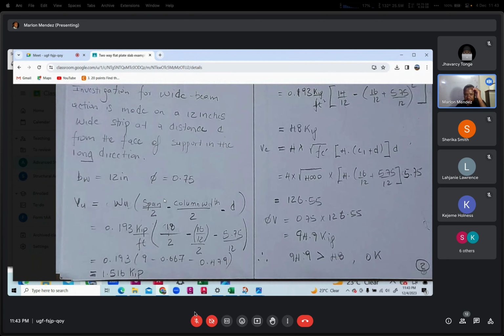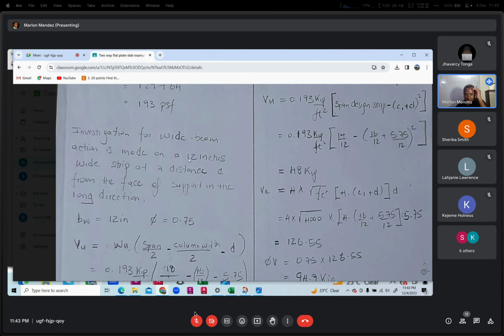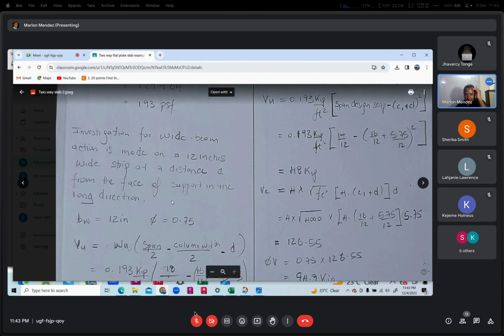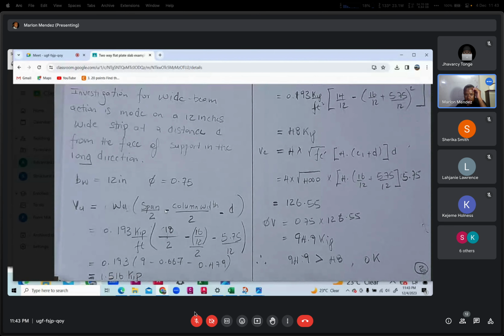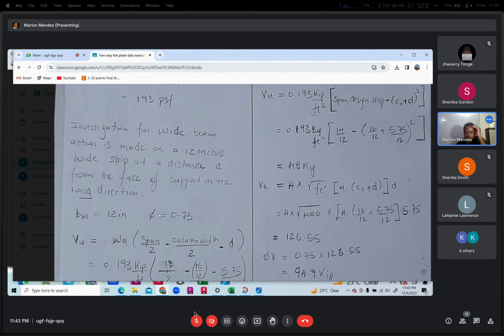This is if you're carrying out shear. If you're carrying out shear, you're going to be investigating for beam action, 12 inches away from the strip, at a distance d. We already established d. Question: do you assume the bw? Because you said that bw equals 12 inches. That wasn't given. So the bw is 12 inches when you're dealing with the wide strip action where the shear would take place. So you can safely make that assumption.